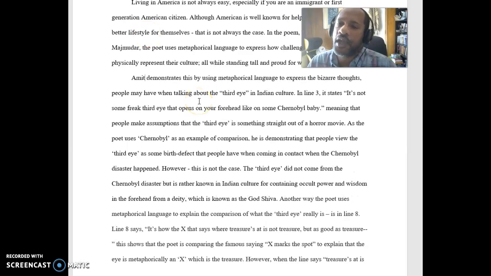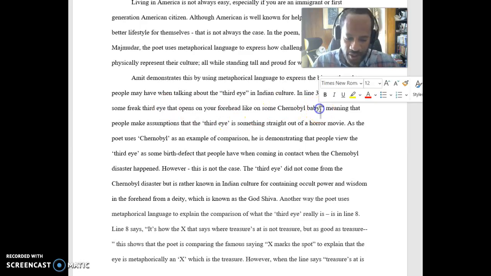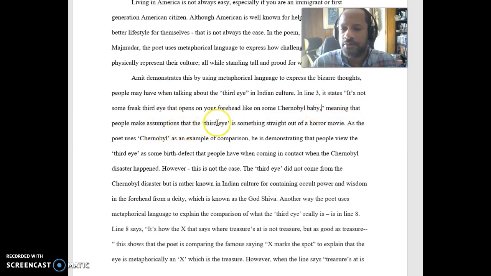Majmudar demonstrates this by using metaphorical language to express the bizarre thoughts people may have when talking about the third eye in Indian culture, right? So let's have an explanation of these bizarre thoughts. In line 3, it states, "it's not some freak third eye that opens on your forehead like some Chernobyl baby," meaning that people make assumptions that the third eye is something straight out of a horror movie, right? And so this is a simile. They probably should have said simile, but it is. We'll say that in general, it's metaphorical language that shows that people think the third eye is out of a horror movie because they compare it to the Chernobyl baby.